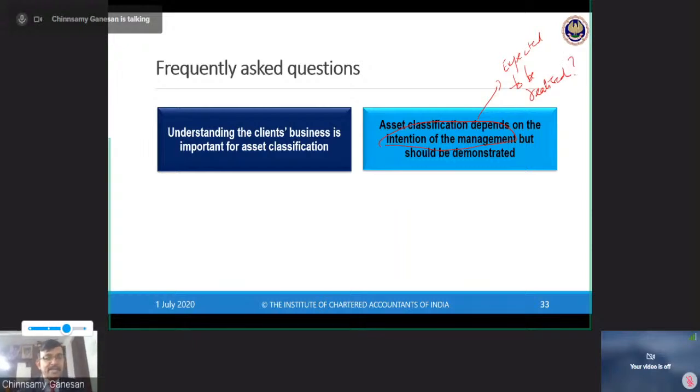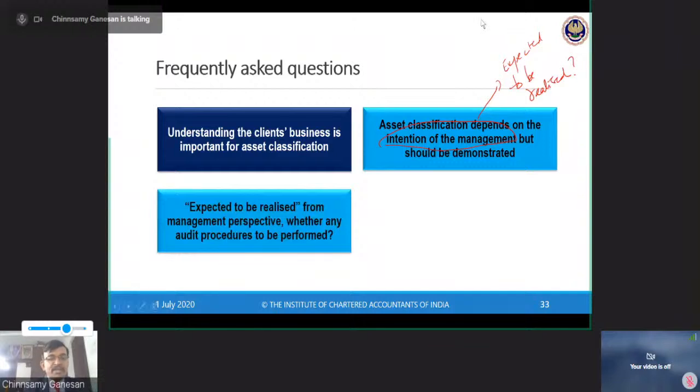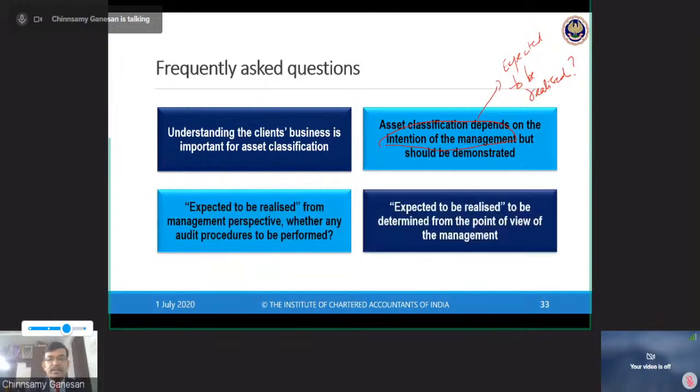But having said that, if the management says all my 3 years old debtors will be collected within the next 12 months, it should be demonstrated with evidence. So we normally look for on what basis you are saying that it's possible. And normally as an auditor, we will perform some audit procedures on whether we can rely on what the management says as collectible. We will normally apply that principle as well.